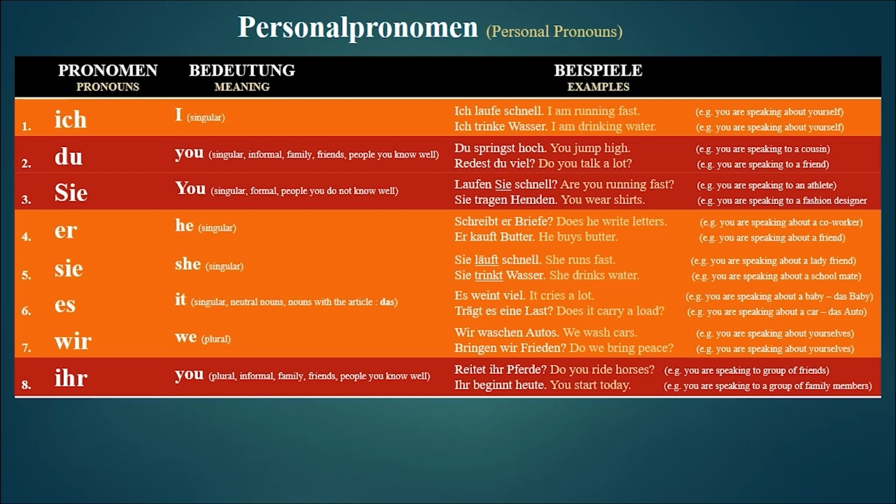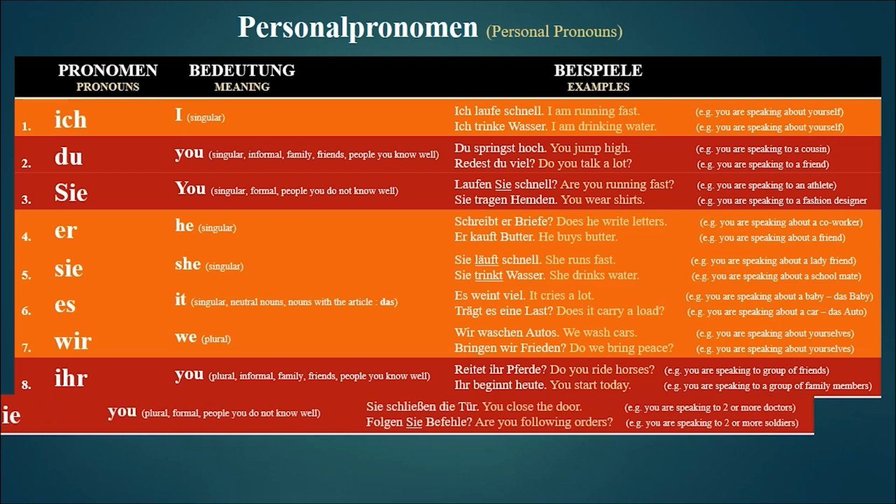Ihr beginnt heute. You start today. You are speaking to a group of family members, people you know very well. 2 or more people you know very well. You. But this time, because it is plural, you use ihr. Don't forget. And this is an informal way of addressing people. Ihr. Let's move on to number 9.